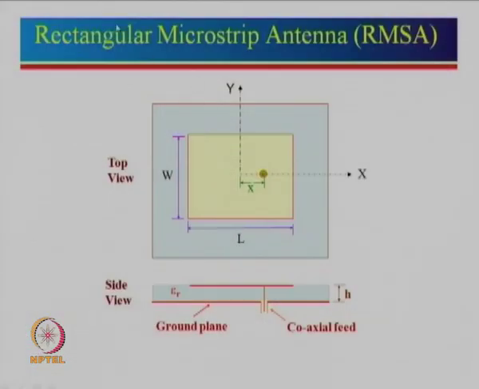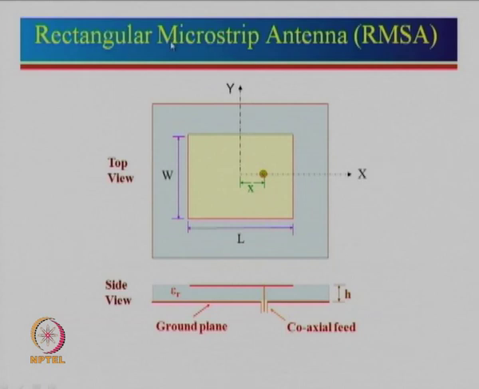In microstrip antennas we are going to discuss different types of antennas, but we will start with a very simple one, which is the rectangular microstrip antenna. Let us see what a rectangular microstrip antenna is first of all, and what a microstrip antenna is.